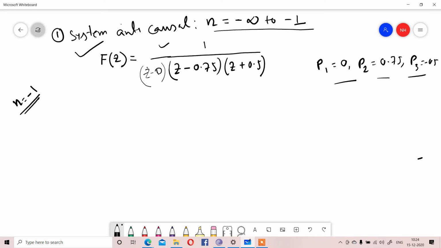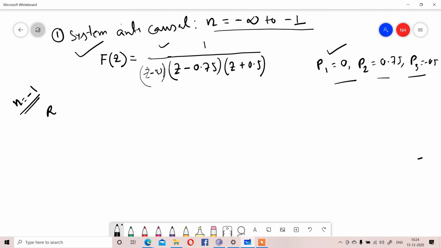Similarly, if we consider n equal to minus 2, it will be z square, that is z minus 0 whole square. Keep in mind, the 3 poles will remain same, but due to the square value, you need to consider the m also. So that is the second case. Simply you will consider the first case, that is n equal to minus 1. For this case, you are getting 3 poles where the value of m is 1. So for 3 poles, you will get 3 residues.